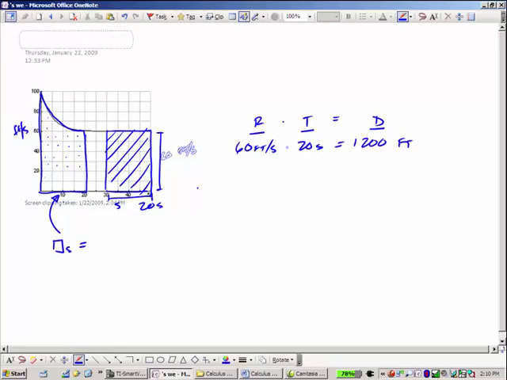What do you say? 28, 27. Would anyone say it's less than 27? Anyone say it's more than 29? All right, so around, I'll say 28.